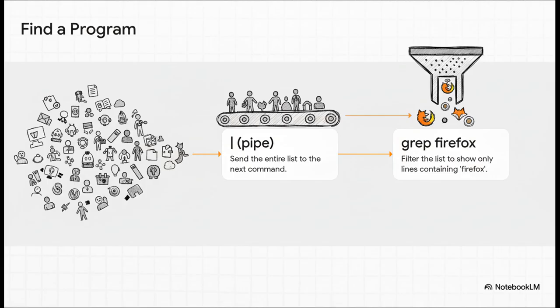First, ps aux gets us that master list of everything happening. Then we use this little vertical line here. It's called a pipe. Just think of it like a conveyor belt. It takes that whole giant list and sends it over to the next command, which is grep. Now, grep is basically our quality control inspector. It stands at the end of the conveyor belt and only pulls out the lines that have the word Firefox in them. And just like that, we found what we were looking for.